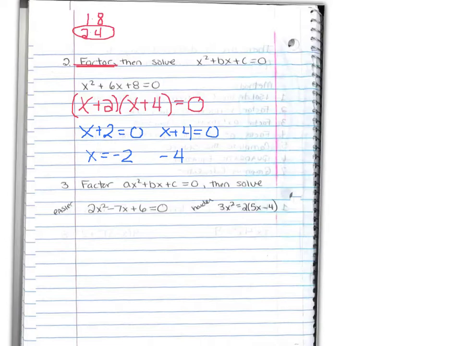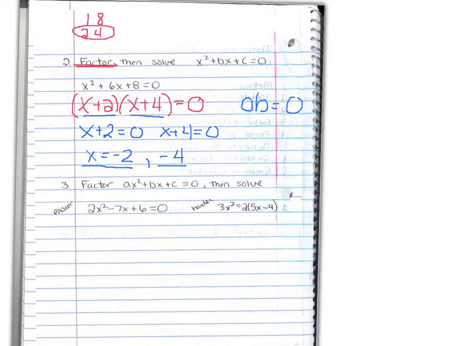If you're thinking about how this works, if you're multiplying two different numbers, a times b, to get 0, either a or b has to be 0. So the x equals negative 2 is one possible solution. It makes 0 in the first part of the factoring. The x equals negative 4 is the second possible solution because it makes the second part 0.